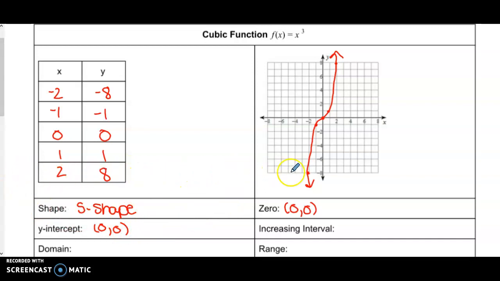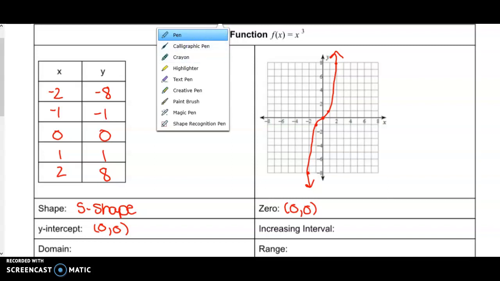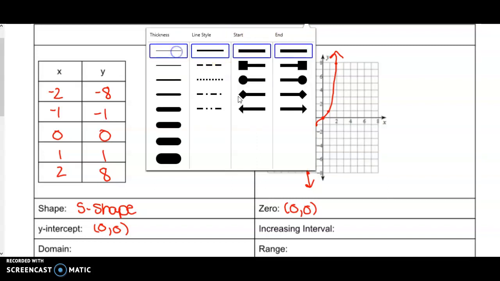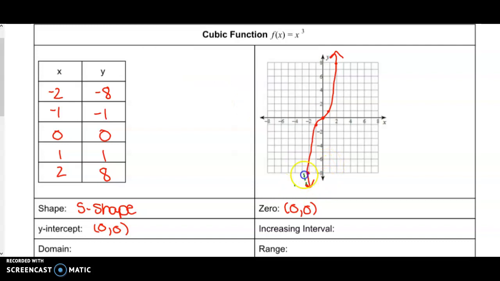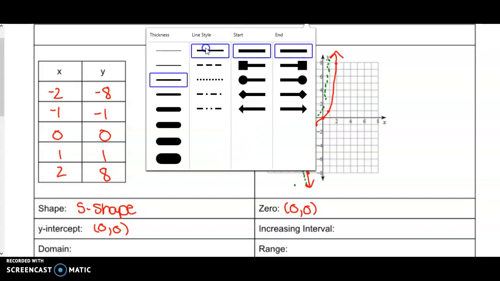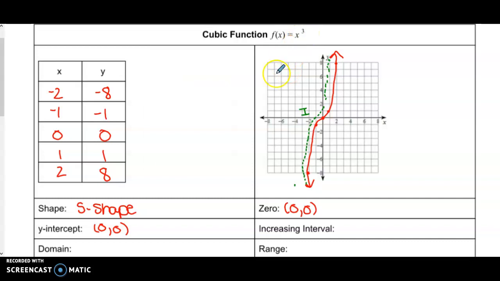All right, increasing interval. So remember we're tracing left to right, so if I trace this, and I start down here on the left side, notice the whole entire time I'm going up. That's why I don't have decrease written here. It's only increasing the whole entire time. And recall that we again use the x values. So I want to look at the x-axis, and it's increasing from -infinity all the way to infinity, the whole entire thing.